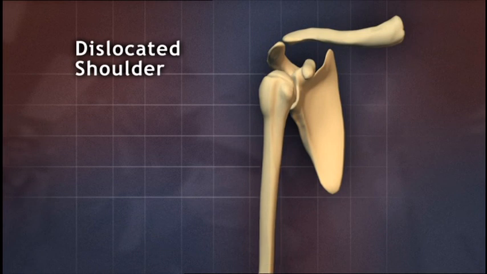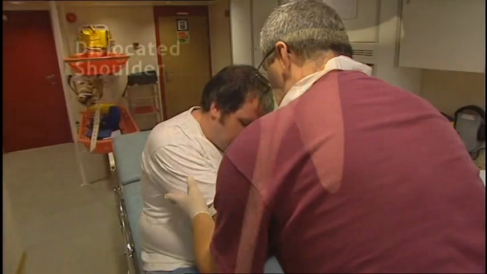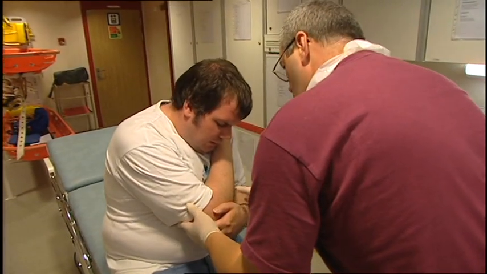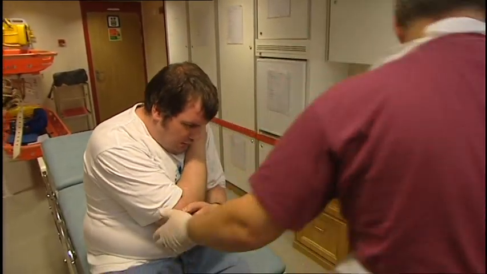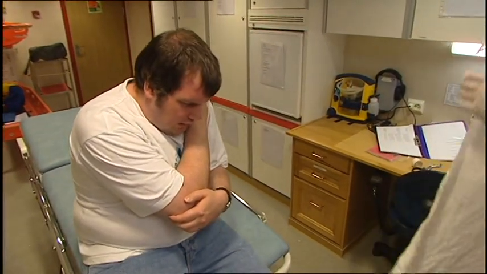Dislocation can be described as a joint which is either partially or fully pulled out of position. As all joints are held in place by ligaments, there is likely to be soft tissue injury to the ligament or muscle formation around the joint. Dislocations are often extremely painful and will result in loss of use of the affected joint.